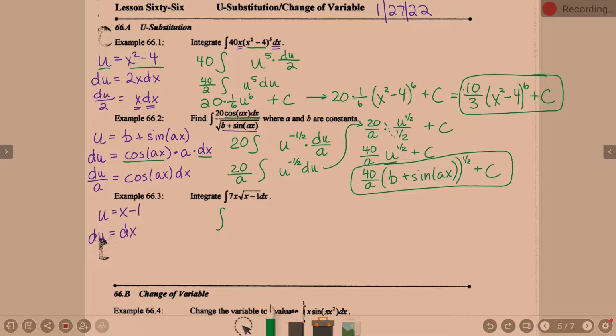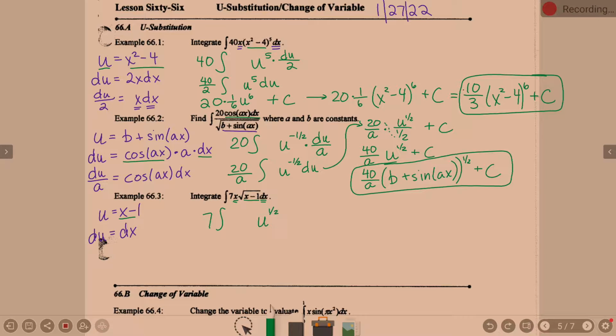Let's see. It's the square root of x minus 1. So it's going to be the square root of u, or in other words, I'm going to say u to the 1/2 when I replace my x minus 1, right? The 7 is going to go out front because everything I can get out of the way, I want to. And then what is unaccounted for? x dx.